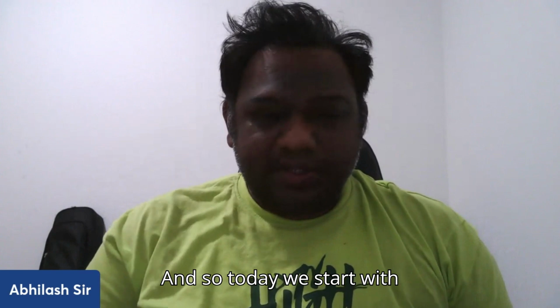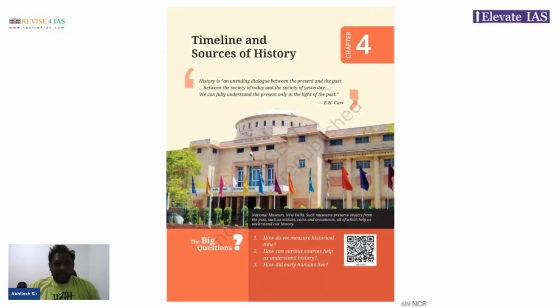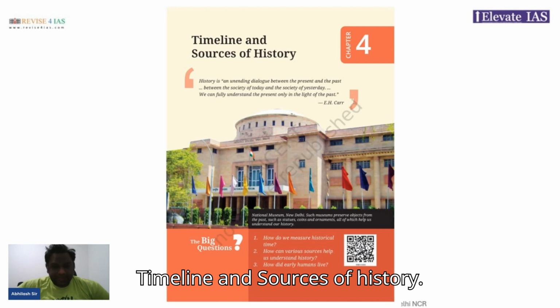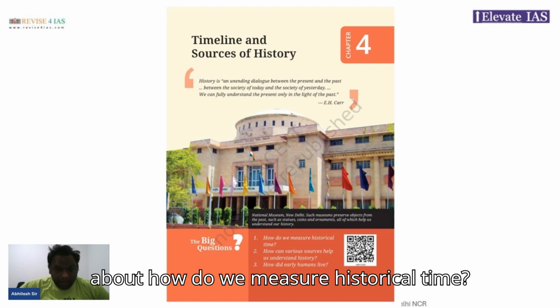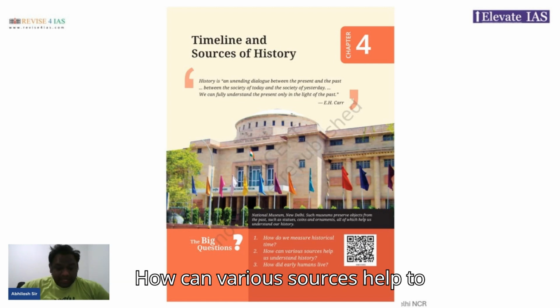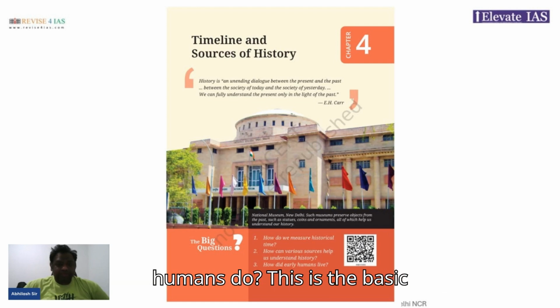So today we start with chapter 4. The name of the chapter is Timeline and Sources of History. This is of class 6. We are going to learn about how we measure historical time, how various sources can help to understand history, and what early humans did.